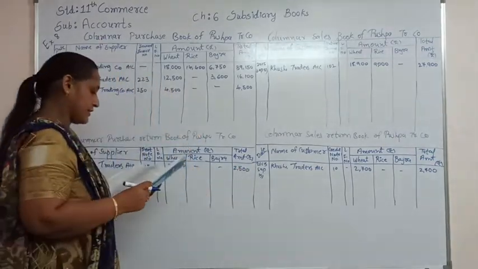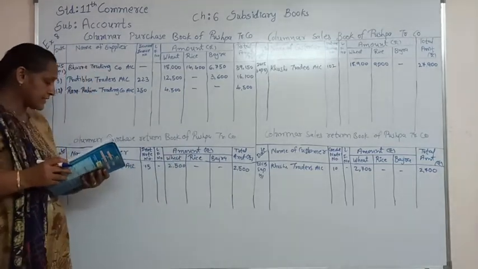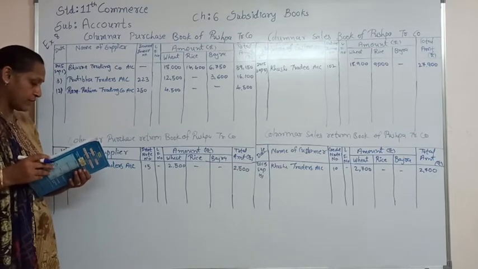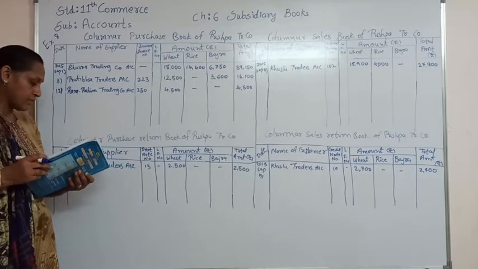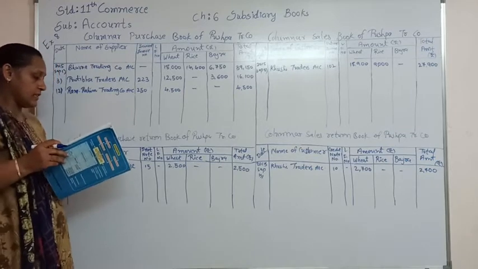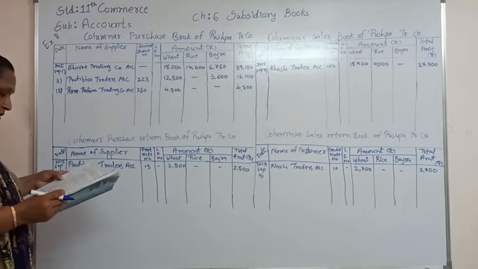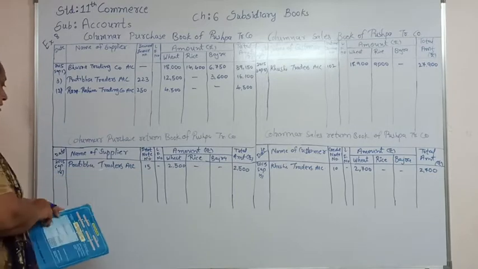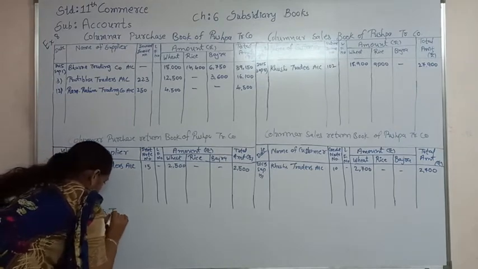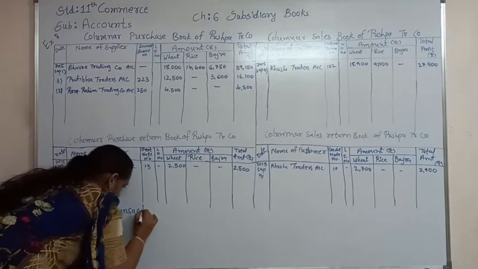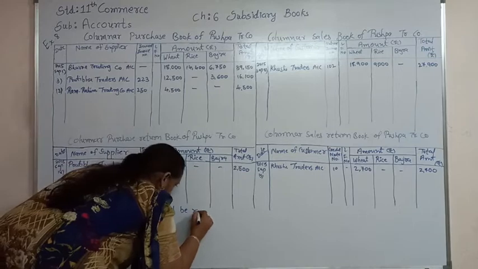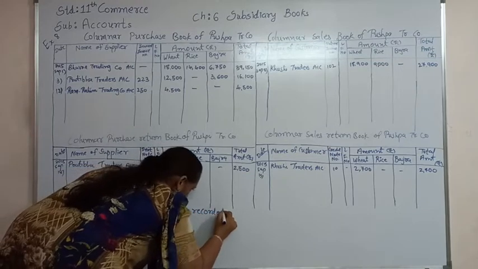Now, next transaction is on date number 20. Purchase 400 kg wheat at rupees 20 per kg from Hetvi Traders on cash. So that is a cash transaction. So that we cannot record in the credit book. So here, date 20 cash transaction will be recorded in cash book.